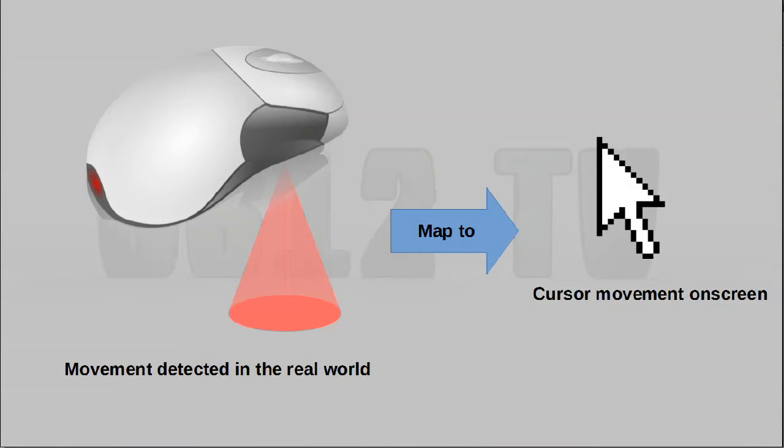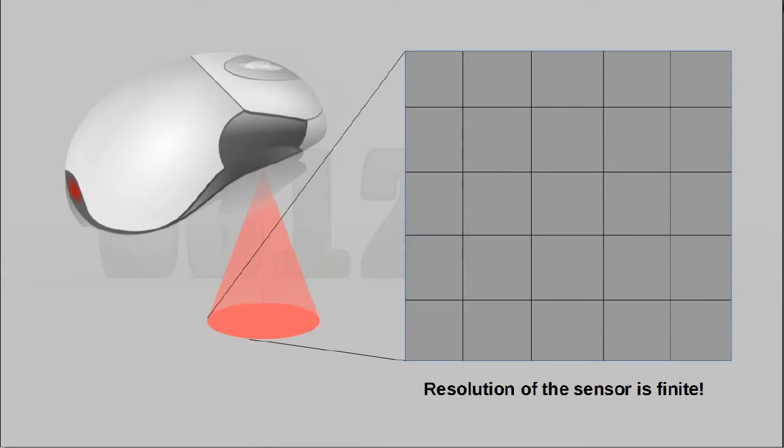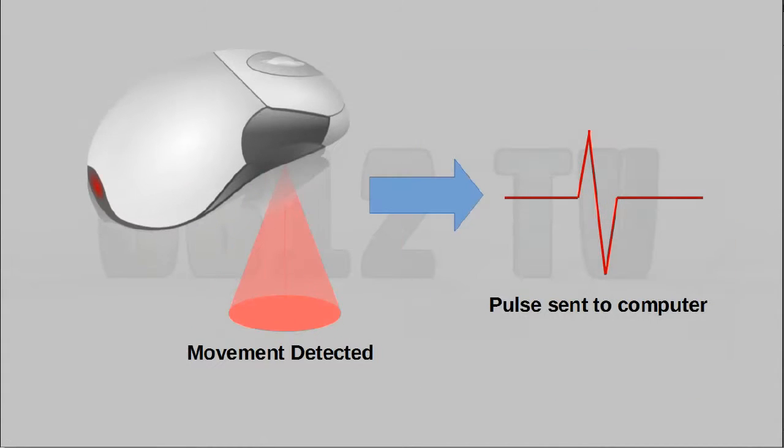However, to understand how this term applies to a mouse, we have to understand how a mouse works. Basically, your mouse tracks the physical movement of your hand in the real world and maps it to the movement of a cursor on screen. Now, your mouse has a finite resolution. What this means is if you move your mouse by a very tiny bit, it may not be able to tell that you've actually moved it. However, every time your mouse has detected the smallest unit of movement it can detect, it would send a pulse or a tick, telling your computer that we have detected 1 unit of movement in this particular direction.